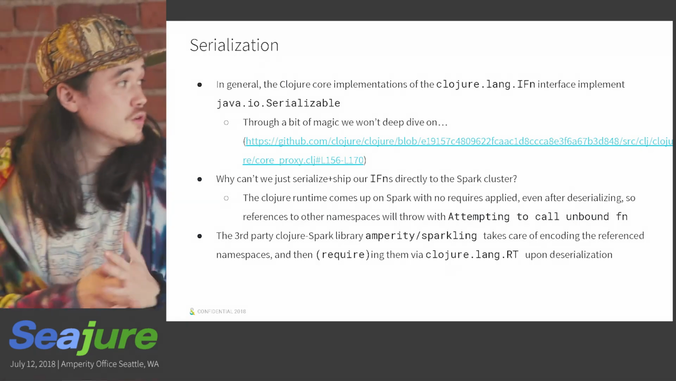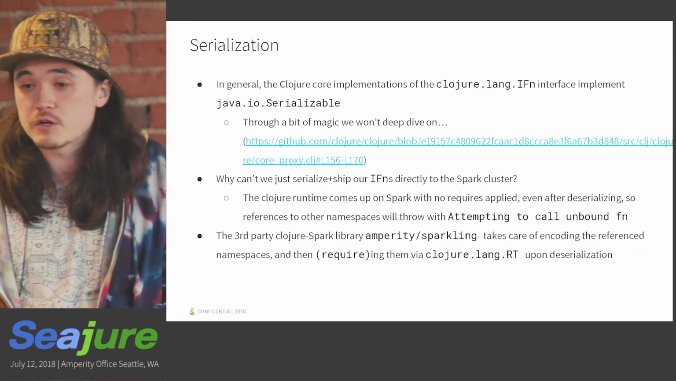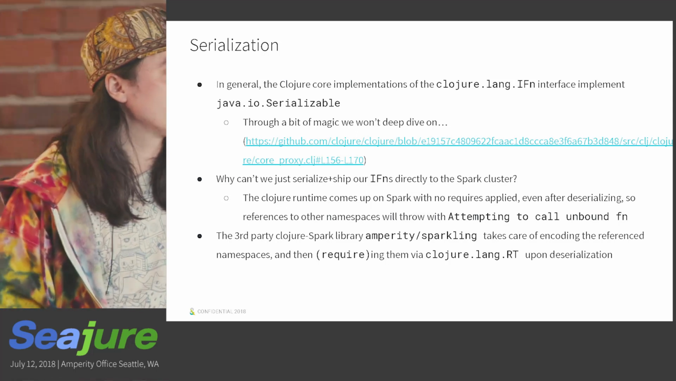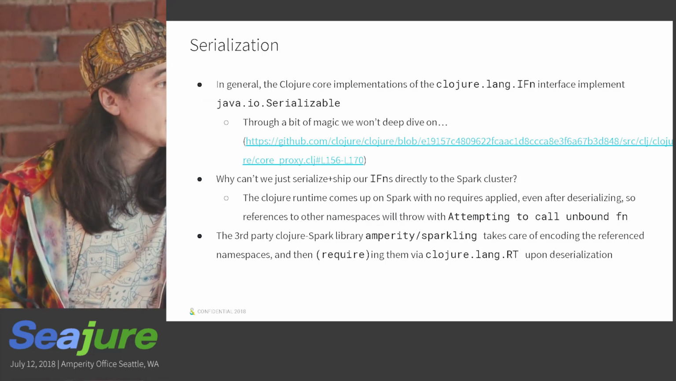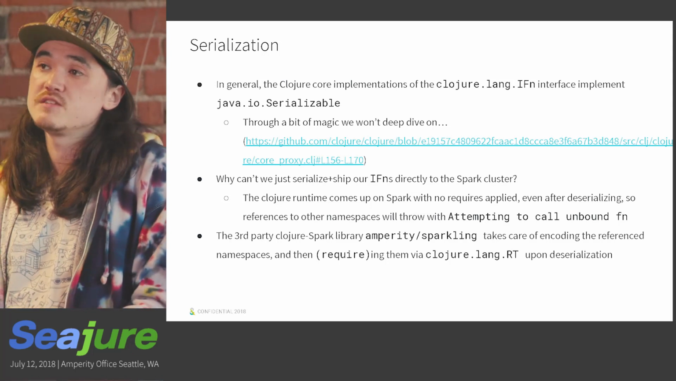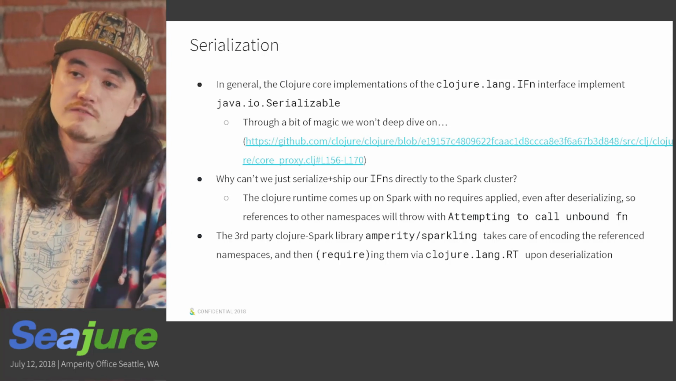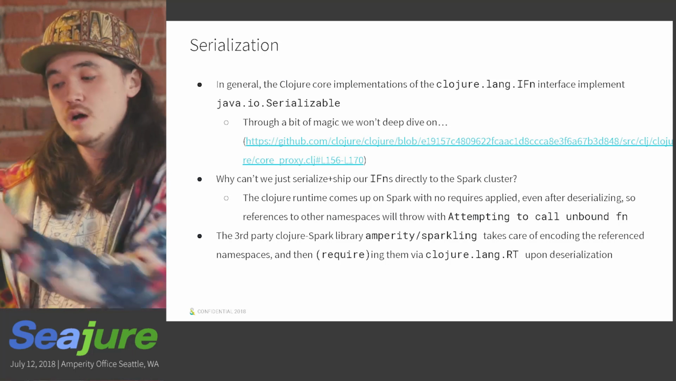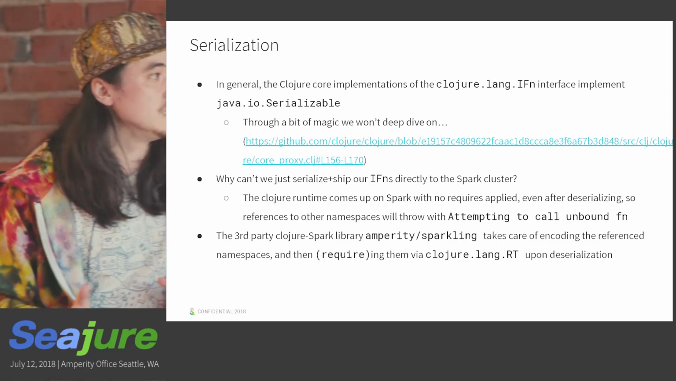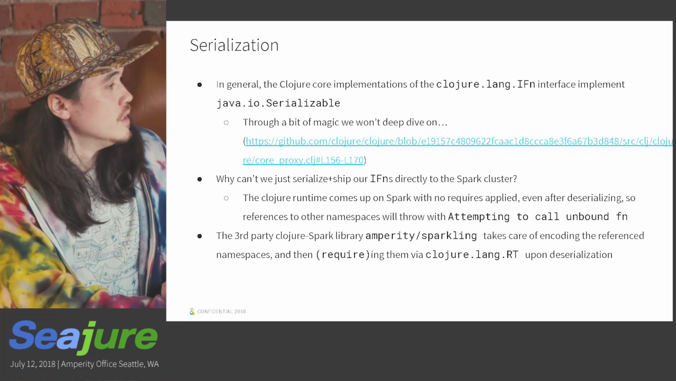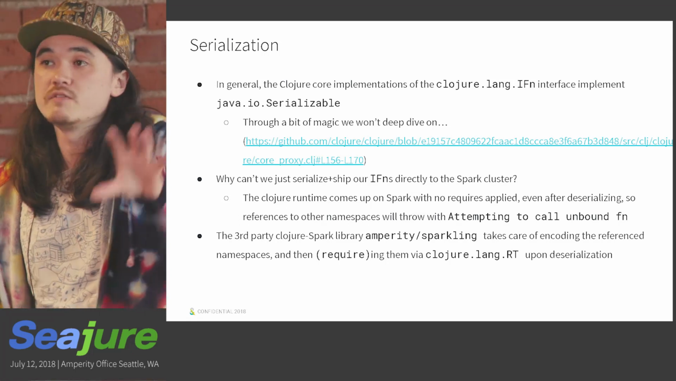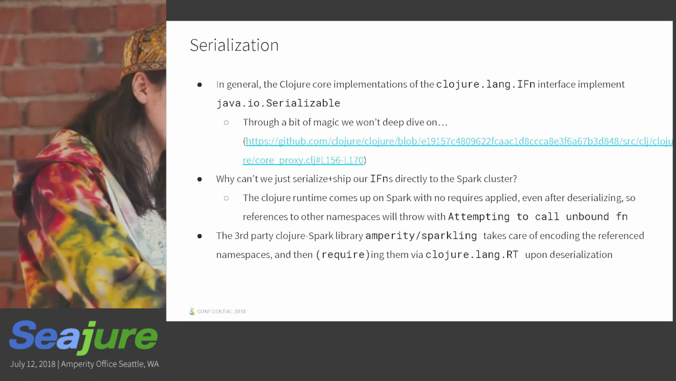So we have a third-party Clojure library called Amperity Sparkling, forked from Gorilla Labs Sparkling. Let's talk a little more about that. It takes care of the encoding of the recursively referenced namespaces inside a given iFunction, so that when you call it on the Spark cluster, all the namespaces you need are actually required via the Clojure Lang RT, which is the Java to Clojure interop layer.